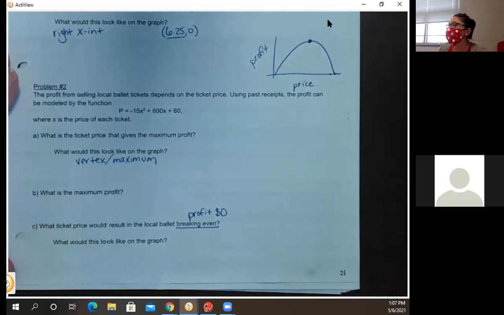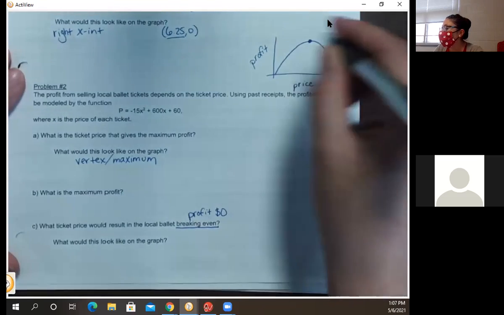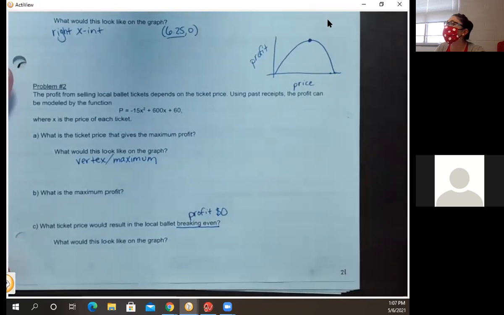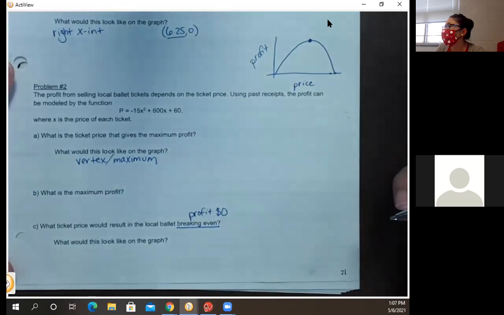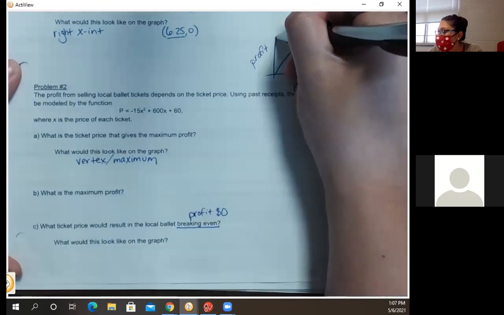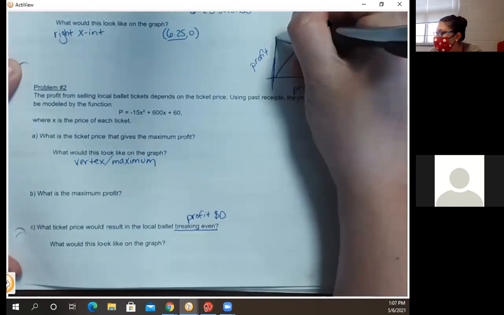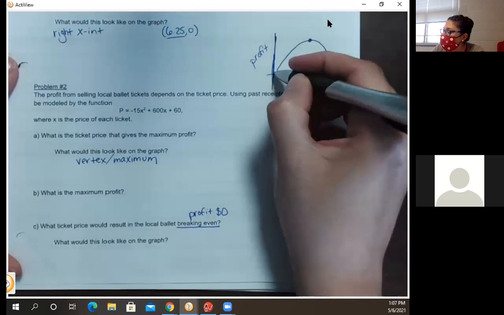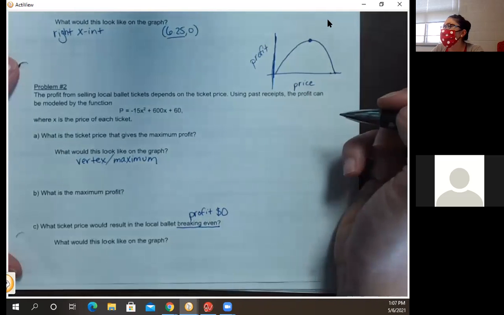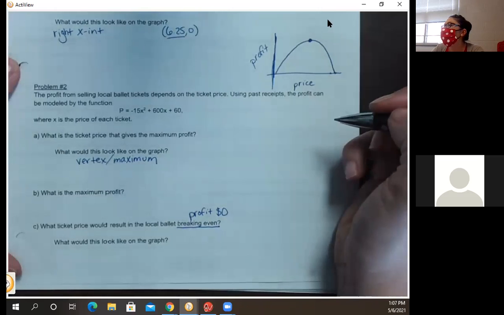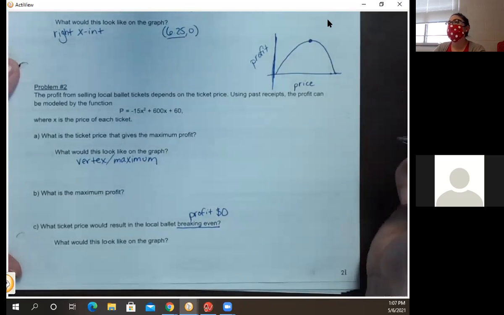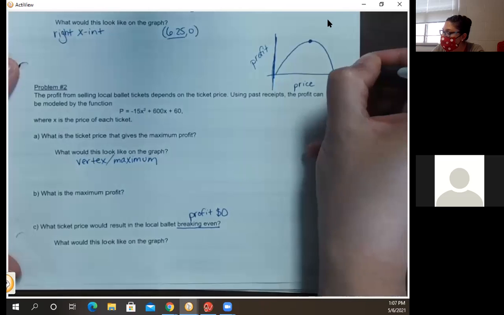We could use the table. If I talk about the graph, what point am I looking for on the graph? Or if I use a table to find it, how will I know I found it? Remember, profit is our y-axis. So I want when the y is 0. Where is that on my graph? When y is 0. I'm looking for x-intercepts, yeah.